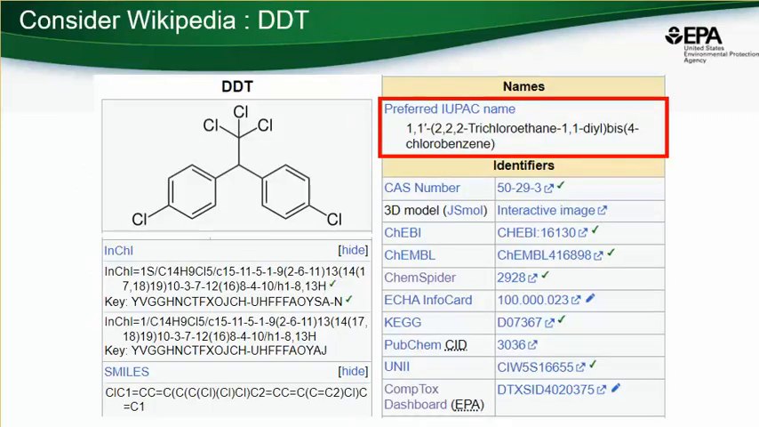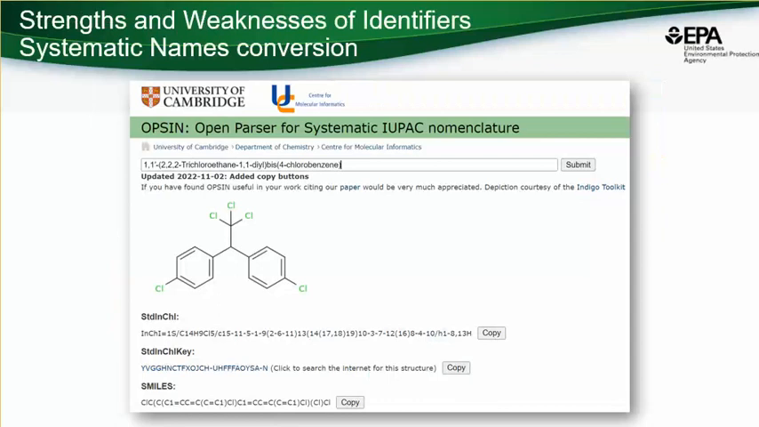This is easiest seen here in this screenshot showing parts of the Wikipedia DDT page where you have the chemical structure right here, the InChI, both standardized and non-standardized InChI. You have the SMILES string. This is a systematic name, which I will show the benefits of this systematic name for conversion, as well as all of these identifiers which link out to other resources.